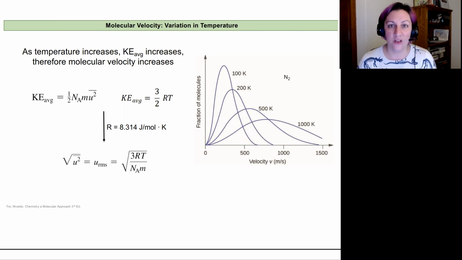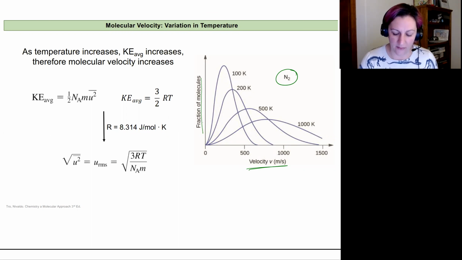Here I have a sample of nitrogen gas at different temperatures, and we're looking at the velocities of the particles in the sample versus the number of those particles. You can see that at lower temperatures, like at 100 Kelvin, we have a narrower range of possible velocities, and our average velocity is smaller, or slower, than something at a much higher temperature. So this is looking at 1,000 Kelvin.